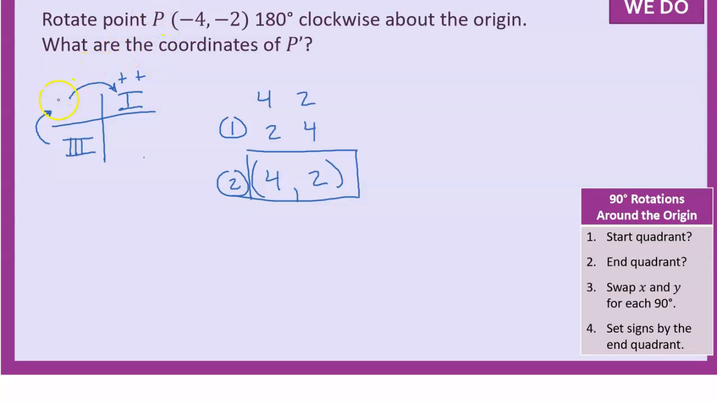Notice because 180 is exactly half of a circle, we could have gone the other direction and it wouldn't have made any difference. 90 this way and 90 this way, we end up in the same place.